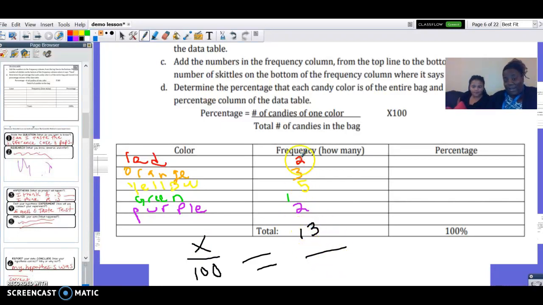Total amount of Skittles I have, if I add all these together, is 13. I don't know how much yours is going to be, but your total should be down here as well. Yours might not be 13, yours might be 10, yours might be 15, doesn't matter. Add up what you have here for the amount, and that goes here. Now, I'm trying to first figure out what would two Skittles be as a percentage. So that's what's going to go on top of here. Because what I'm trying to figure out is what is 2 out of 13? What percent would that be?